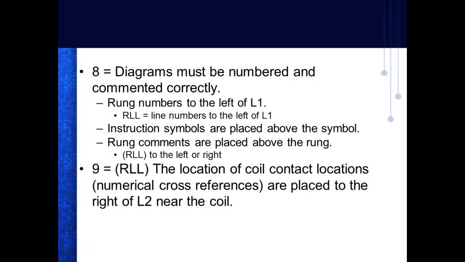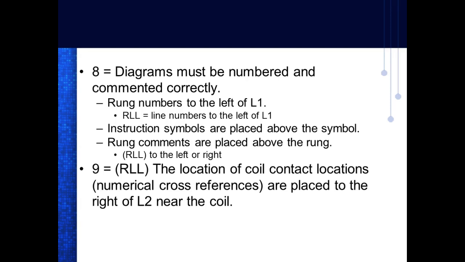Diagrams must be numbered and commented correctly. In PLC logic, the rung numbers are on the left, right, you understand. But in relay logic, we don't use rung numbers, we use what? Line numbers. Instruction symbols are placed above the symbol. This is true for relay logic and sort of. In relay logic, if the name will fit inside the symbol, we put it in there. So normally in motor controls we'll see that, but if the name won't fit inside the symbol, we usually put it above it, right?